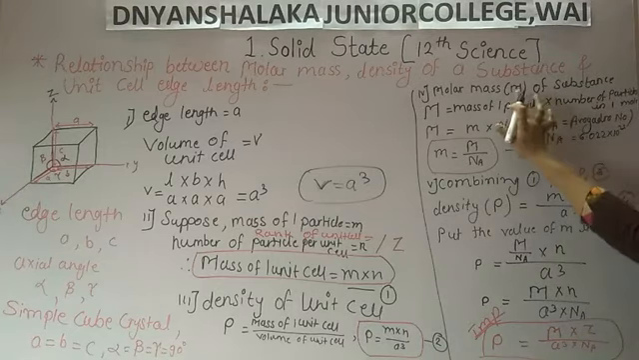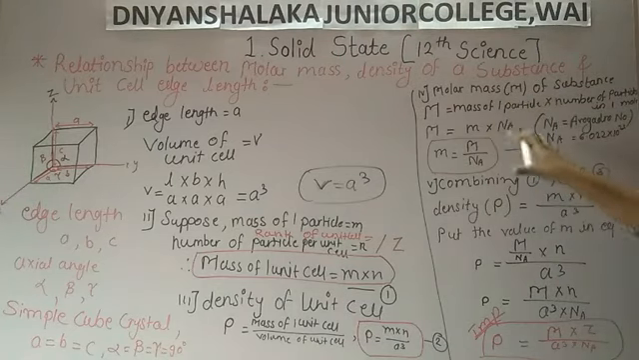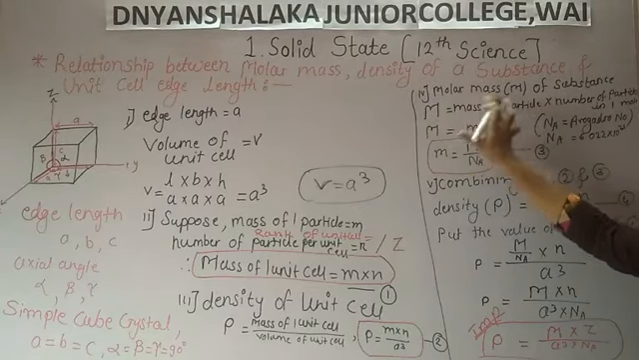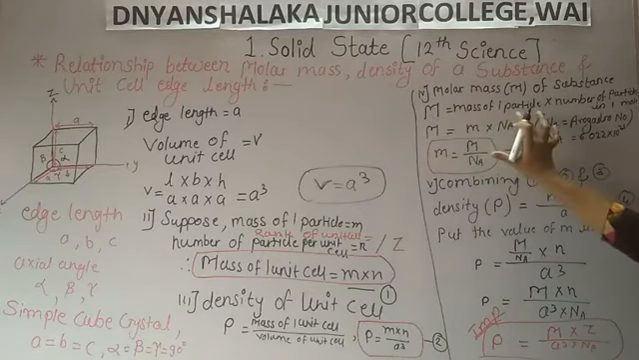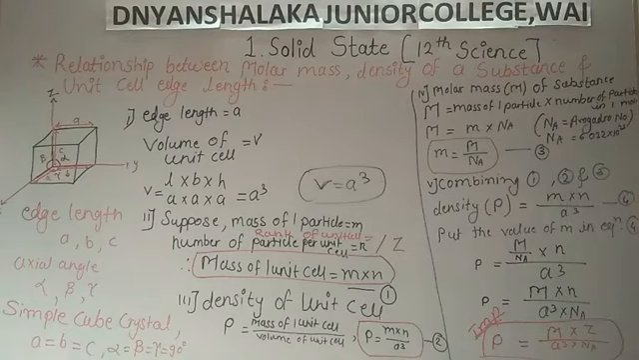Next we have to find out molar mass. This is denoted by capital M, which is equal to mass of one particle into number of particles. In 11th standard we learned that any atomic mass multiplied with Avogadro number gives the total number of particles, atoms or molecules present in this compound or substance.